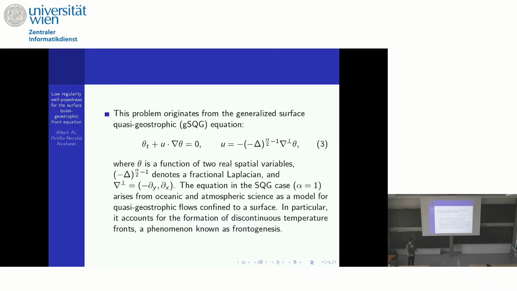Let me also mention that in the SQG case, when α is equal to 1, the problem models quasi-geostrophic flows confined to a surface. Moreover, it also accounts for the formation of these discontinuous temperature fronts, a phenomenon known as frontogenesis.